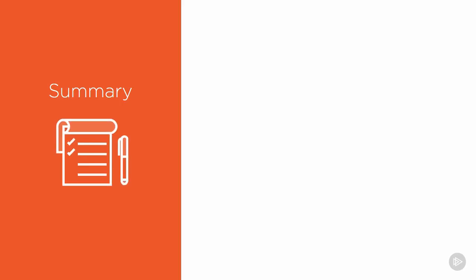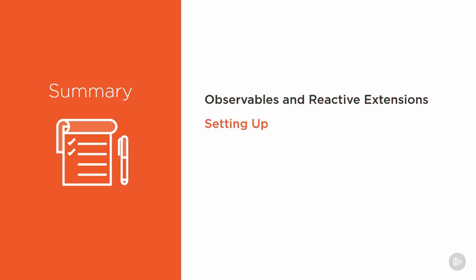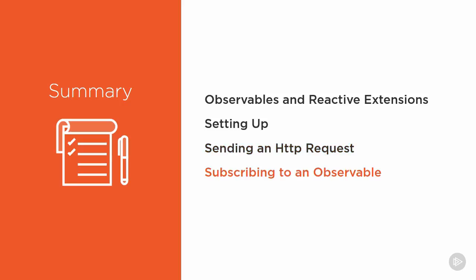This module was all about HTTP and observables. We began with an overview of observables and reactive extensions. We then walked through how to set up HTTP and reactive extensions. We examined how to build a data access service that sends requests for data over HTTP. And we saw how to subscribe to the returned observable and ultimately display the resulting data in the view.